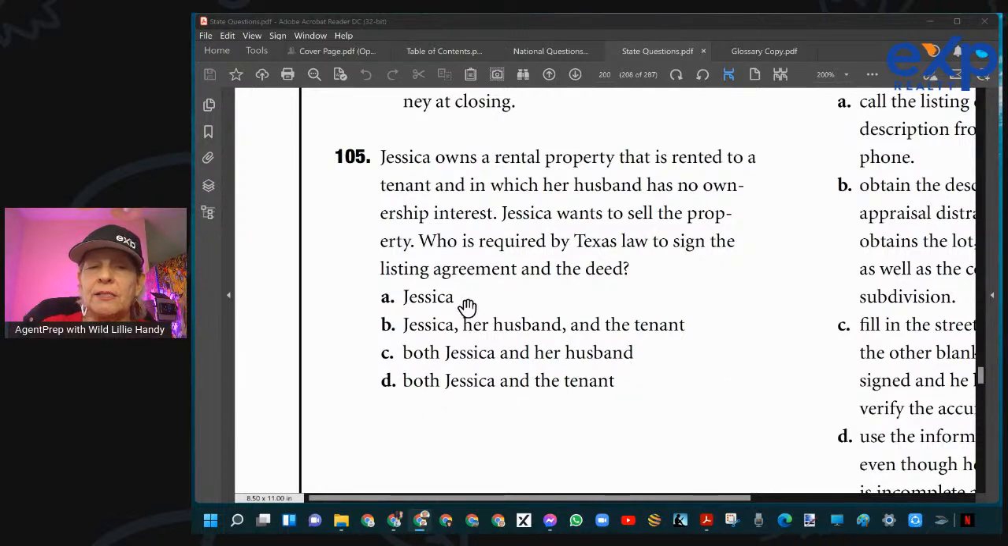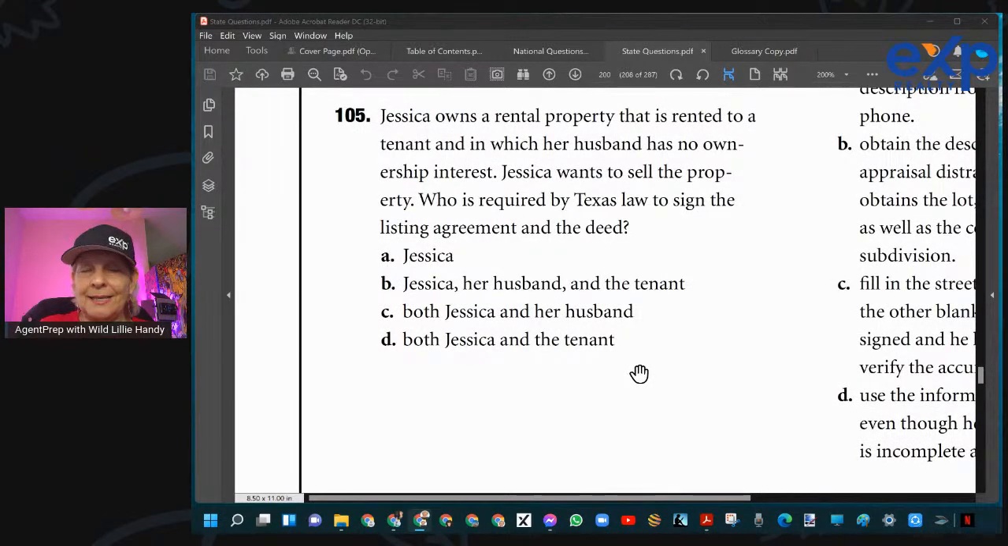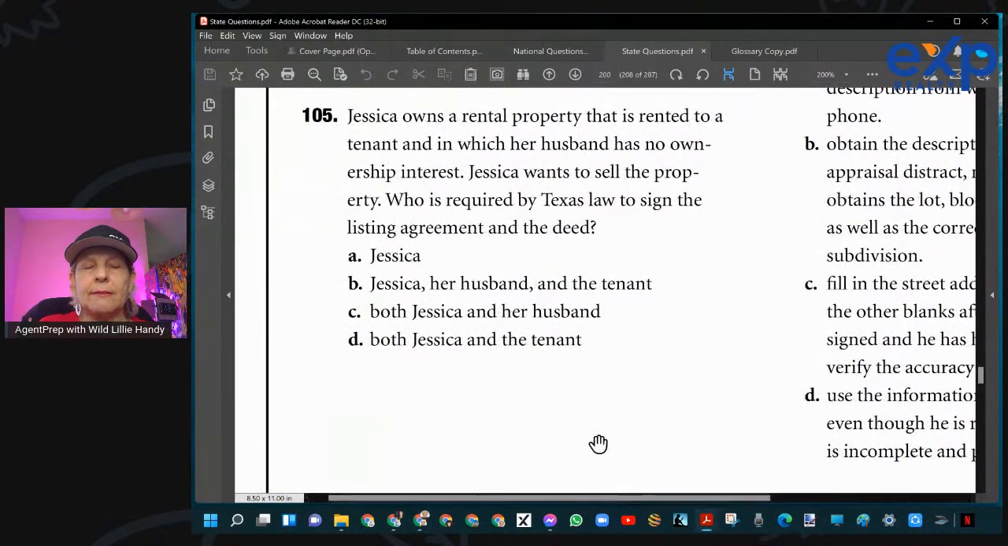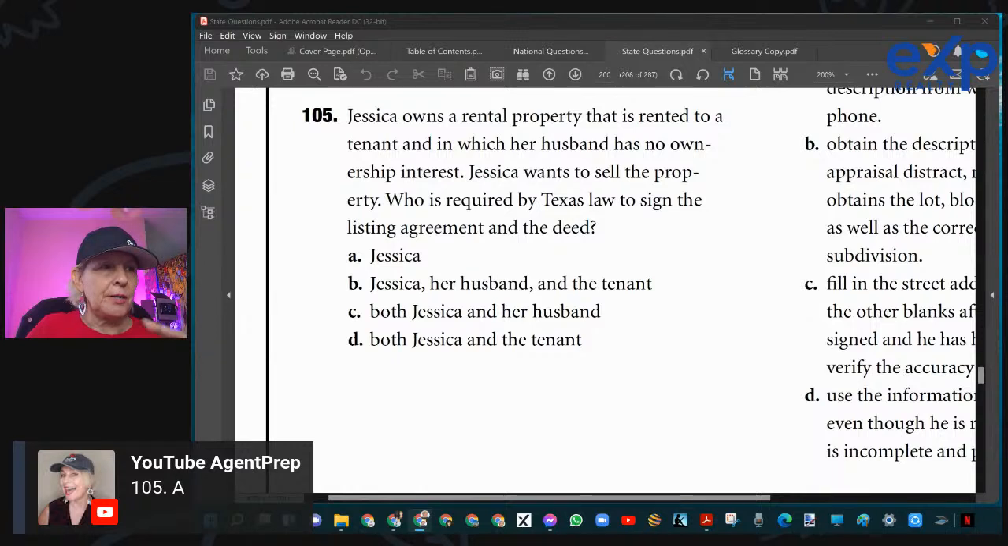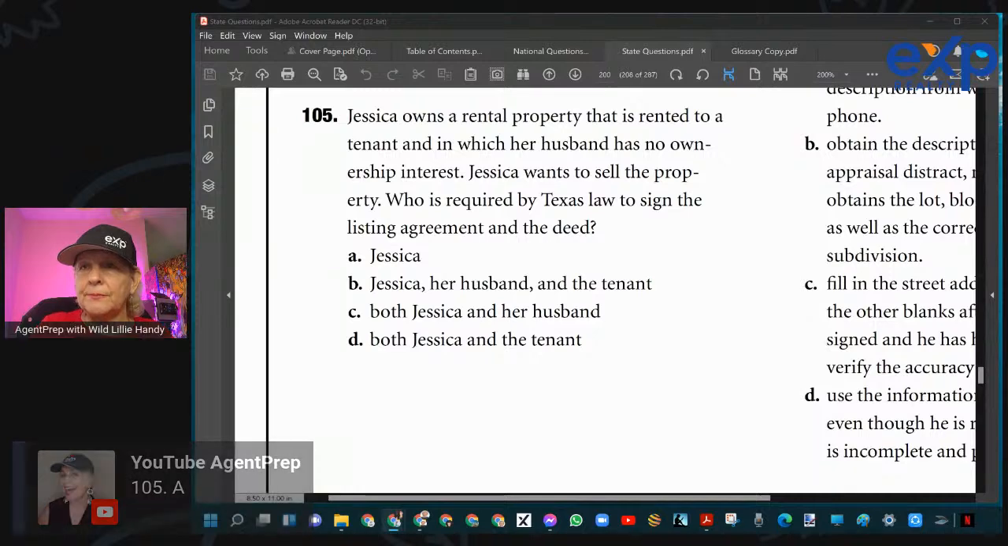But in this case, who signs the listing agreement and the deed? Only the owner that's on the property taxes, on title. So Jessica is on the deed. Jessica is the owner. She signs the listing agreement. And at closing, the husband will sign other documents agreeing to sell it, but not the deed and not the listing agreement. The only individuals that sign a listing agreement are whoever shows up on the property tax listing, at the county records, or on the warranty deed. Okay, so 105 is A. Only Jessica. So very good for those of you that answered A.